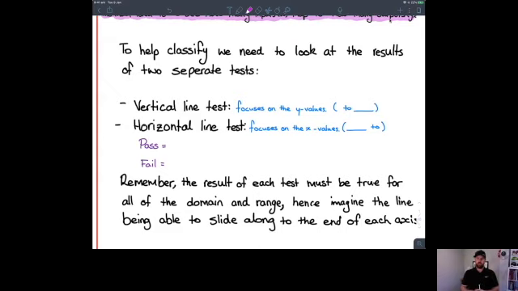The vertical line test focuses on the y values, so it tells us: is it to one or is it to many? That's the answer to the vertical line test. The horizontal line test focuses on our x values. If it passes the horizontal line test, that's one, to whatever the answer was. Or if it fails, it's going to be many to. So just quickly recapping, the vertical line test tells us our answers about our y values, and the horizontal line test tells us something about our x values.